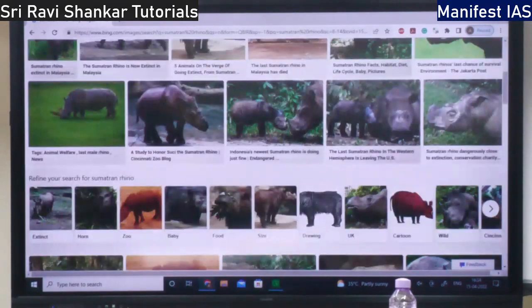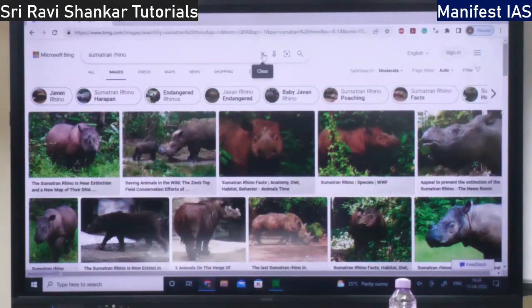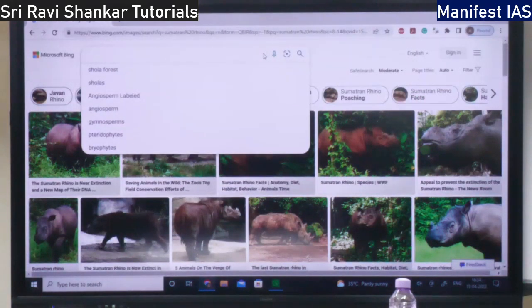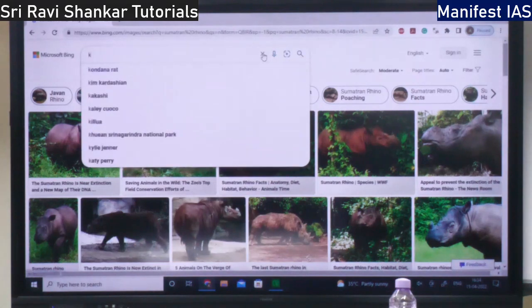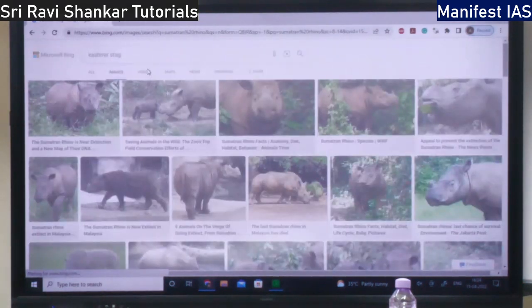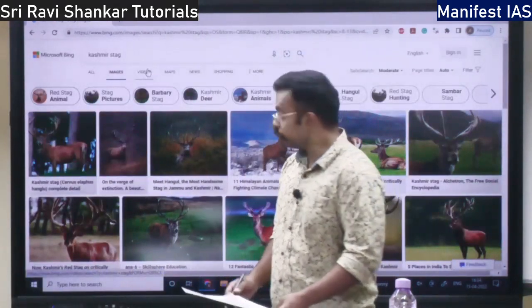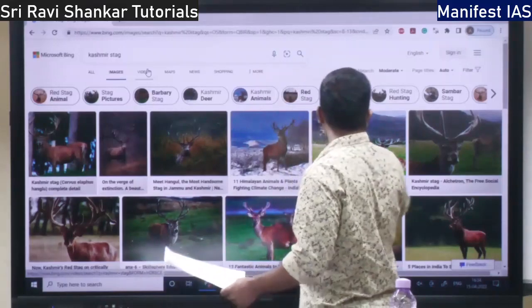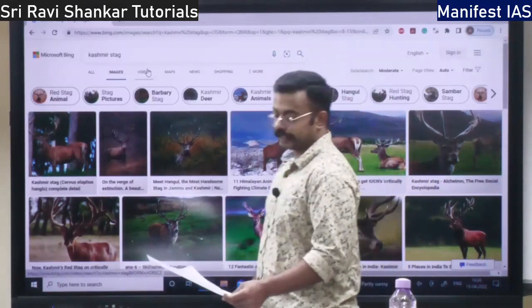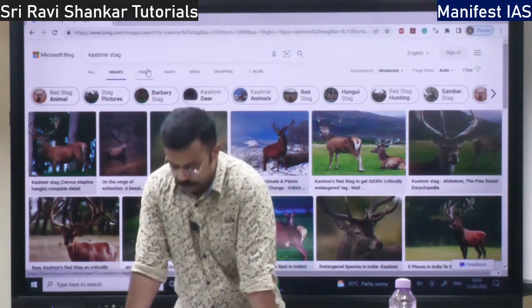So then you have the very important Hangul, the Kashmiri stag. Hangul is the state animal of Jammu and Kashmir. Kashmiri stag, also called Hangul. It is critically endangered. See, they are like deer. They are critically endangered. It is the state animal of Jammu and Kashmir, right?